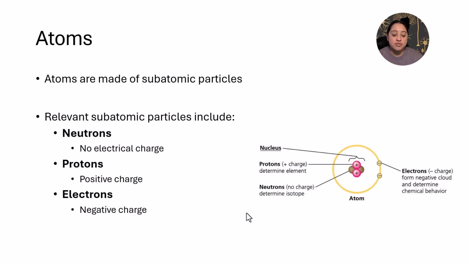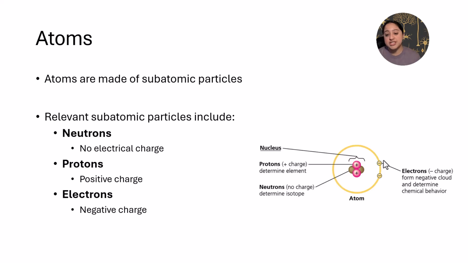So atoms are made of subatomic particles. Altogether, this is one atom, and the little tiny particles within an atom are subatomic particles. There are three kinds of relevant subatomic particles. Neutrons have no electrical charge. They're neutral. Protons have a positive charge. And then there's electrons, and electrons have a negative charge.